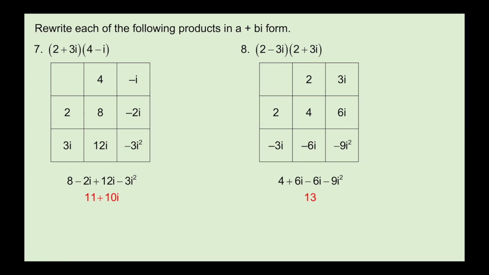Then for 8, we have 2 and -3i here, 2 and +3i here. We multiply 2 times 2 to get 4. 3i times 2 is 6i. 2 times -3i is -6i. 3i times -3i gives us -9i squared. Once again, if I cancel that i squared and make this a +9, now these two are my real part, so I add those together to get 13. And then -6i and +6i will cancel, and so I have no imaginary part there. So this answer is just real.